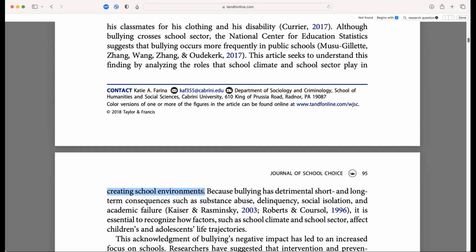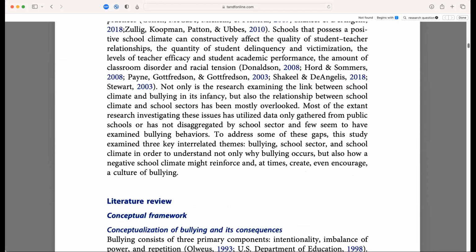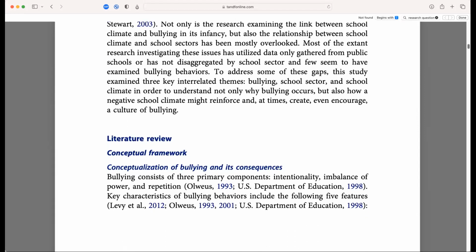And you could separate that to individual questions. What role does school climate play? And what role does school sector play? And have those be the secondary questions to answer the primary question. Well, what roles do they play together? All right, so we have some idea of the purpose of this study and the question that they're trying to answer. So let's look at how they went about doing it.